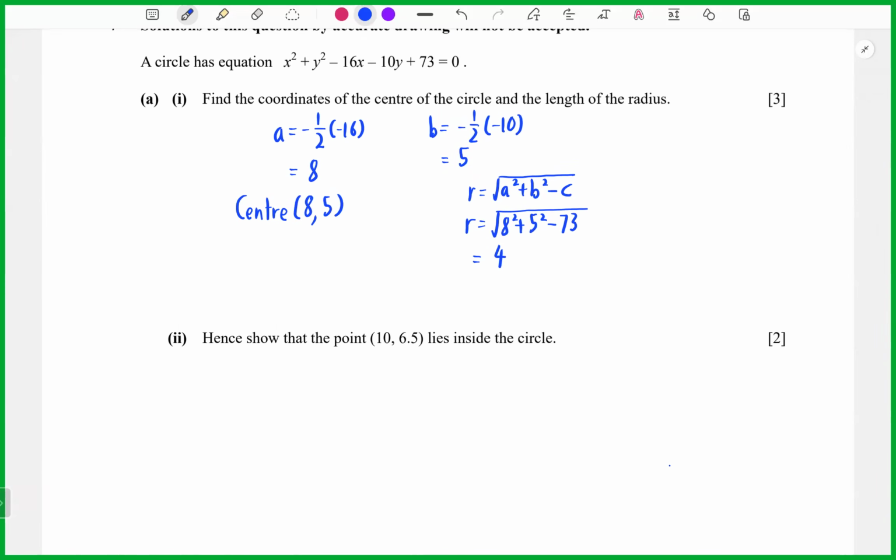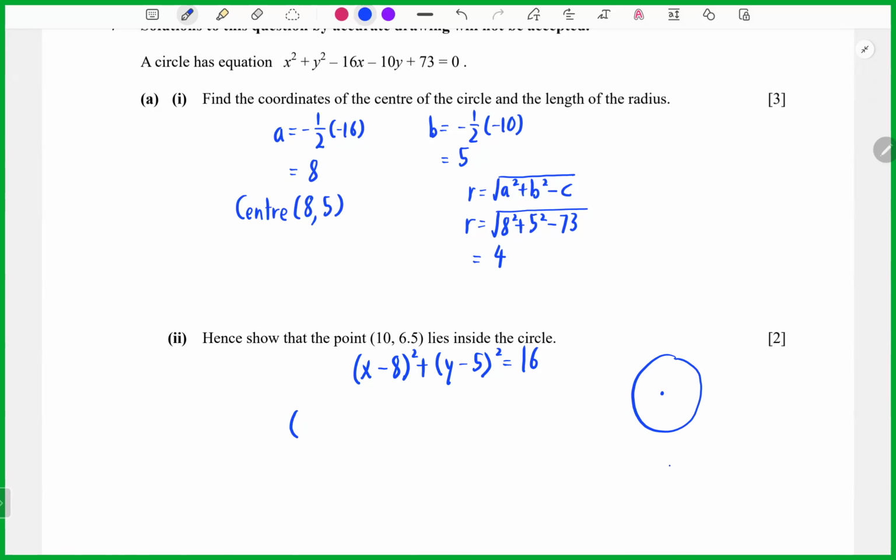Why I just write out the equation of the circle. So I take this equation: (x - 8)^2 + (y - 5)^2 = 4^2. Actually, it's 16. This is your equation of the circle. We need to know whether this point lies inside the circle. So how do we need to solve?